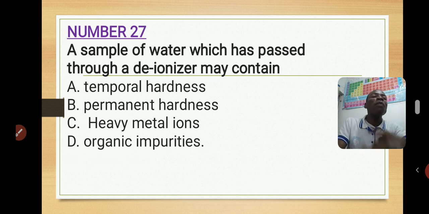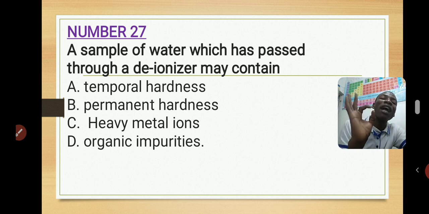Number 27. A sample of water which has passed through a de-ionizer may still contain organic impurity. The reason is because organic compounds don't have ions, so they will not be attracted by the ion exchange resin, so they will just pass through like that. Most of the organic impurities. But every other ion that is present in the water will be removed by the ion exchange resin. So temporary hardness, permanent hardness and unwanted metal ions will be removed.